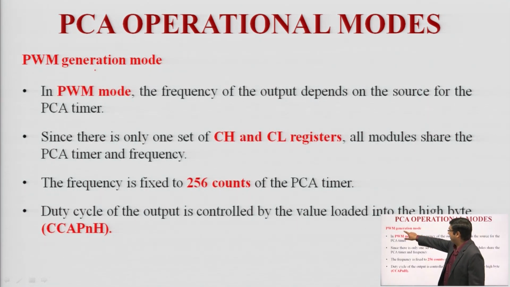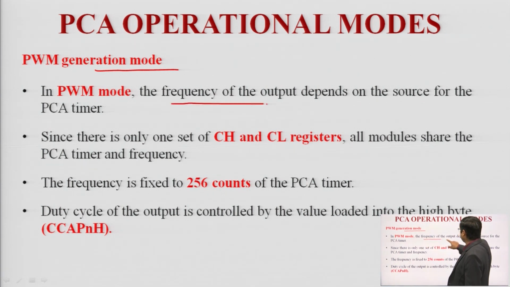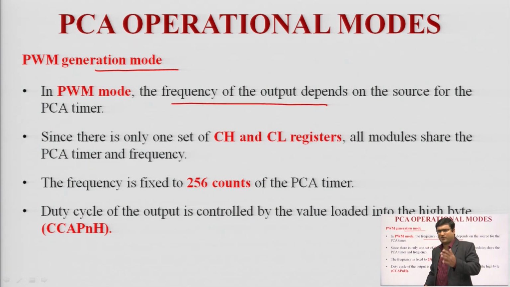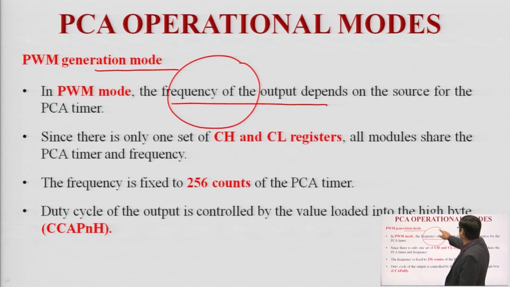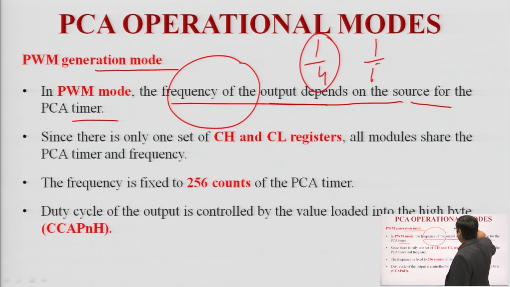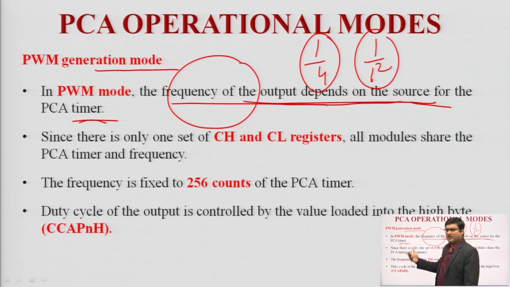So in PWM generation mode, we have seen that the frequency of the output matters, because to trigger any IC chip, we need clock pulses. Each clock pulse has some associated clock frequency. So in PWM mode, we also need some frequency of operation. The frequency of the output depends on the source of the PCA timer. We have seen in the previous lecture that it can be 1/4 of the clock frequency, or 1/12. So in PWM mode, the frequency of the output depends on the source of the PCA timer, obviously.